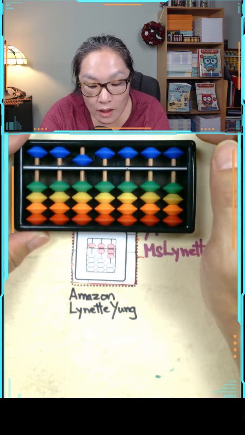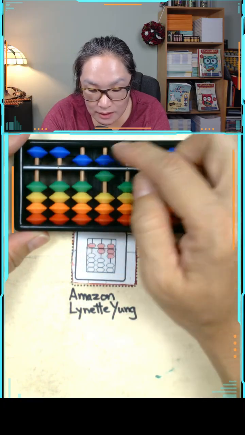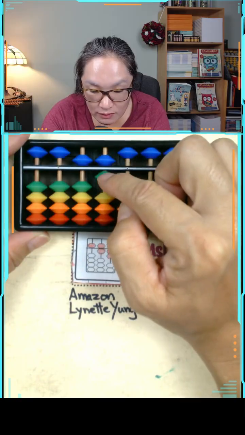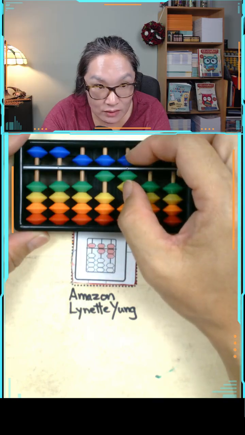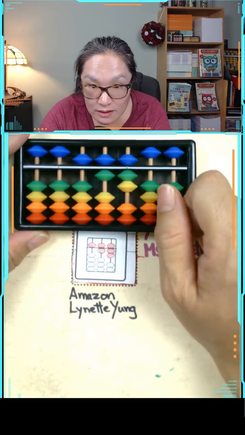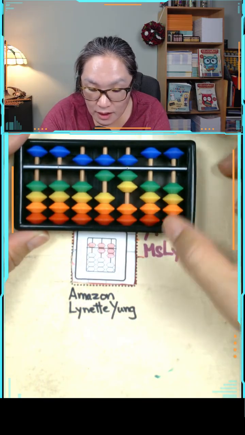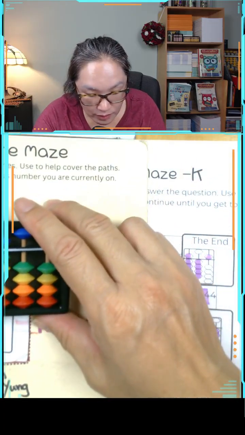So we have our hundreds. This is the hundreds. This is 500. This is 6. 5 plus 1 is equal to 6, and then this is 7. 5 plus 2 is equal to 7. So we have 560, and then 7. So that's what that is, 567, and we have our next number.